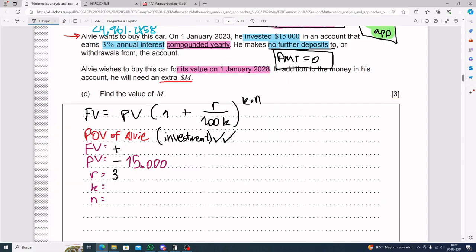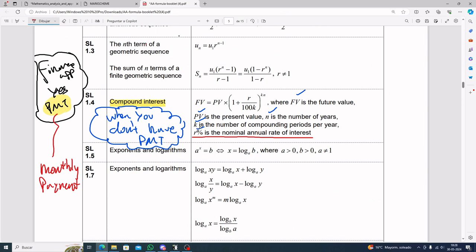Perfect. Then K we said was the number of compounding periods per year, right? So let me just explain real quick. You can have yearly.